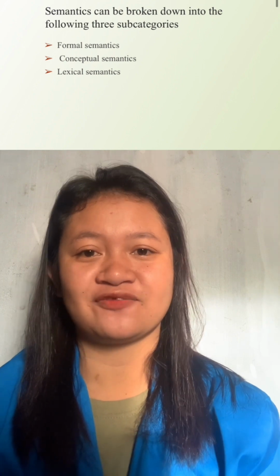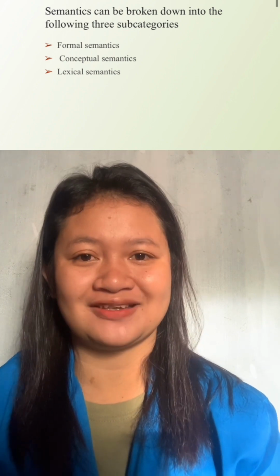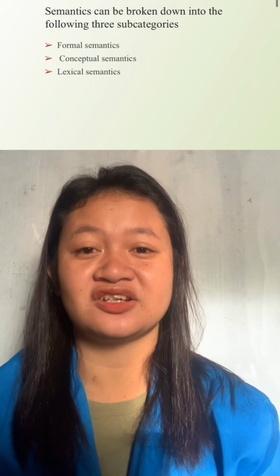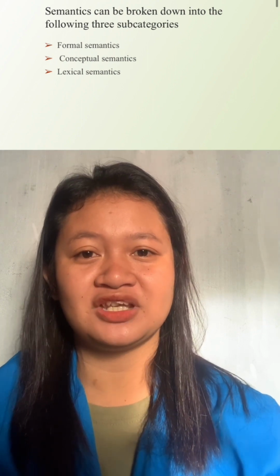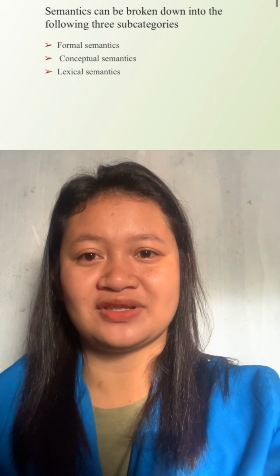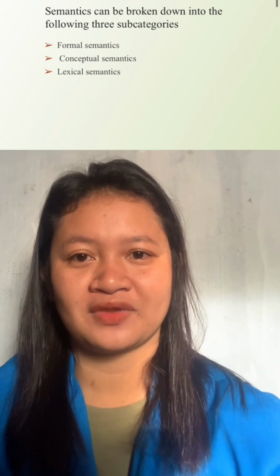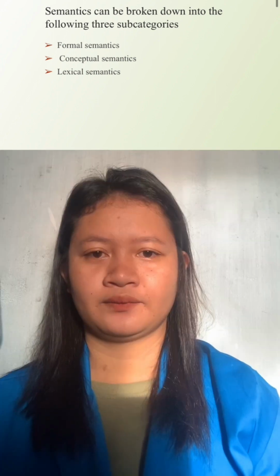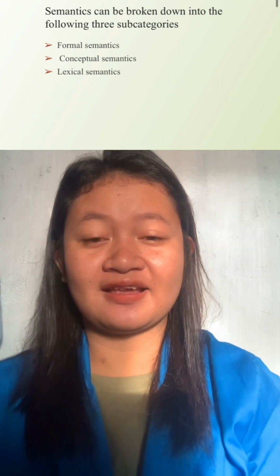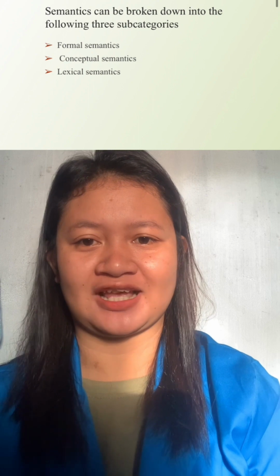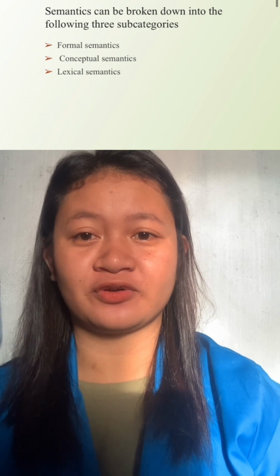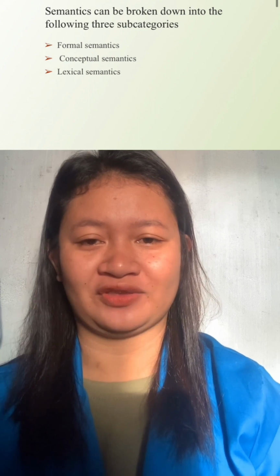The first is formal semantics. Formal semantics is the study of grammatical meaning in natural language. In other words, it intends to define the meaning of words and phrases based on their grammatical structure. Conceptual semantics is the study of words at their core, focusing on establishing universal definitions for words before they are taken into context.